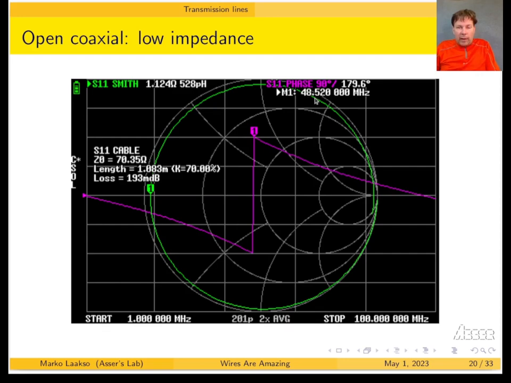now the frequency is 48.52 megahertz, and the impedance has dropped to 1.12 ohms. So it's roughly 1,000 times less than what we saw in here. So in a way, this is a closed circuit in here, and then here it was almost open. Well, not really open, but 1.4 kilo ohms.